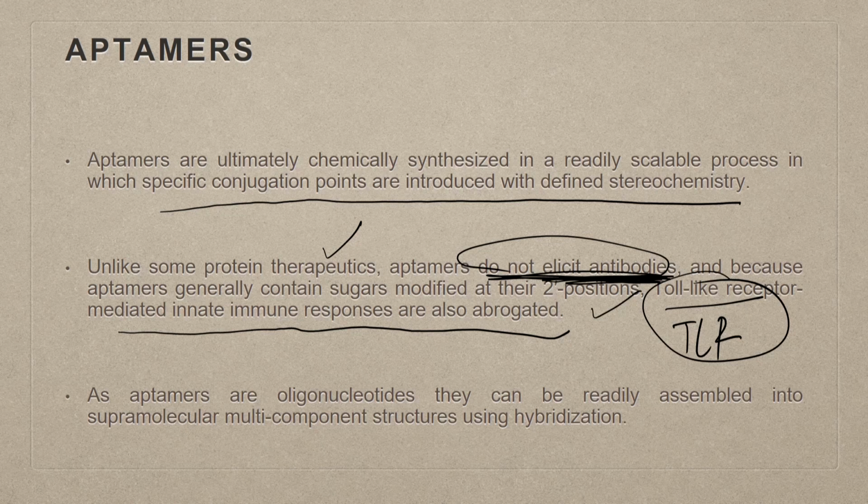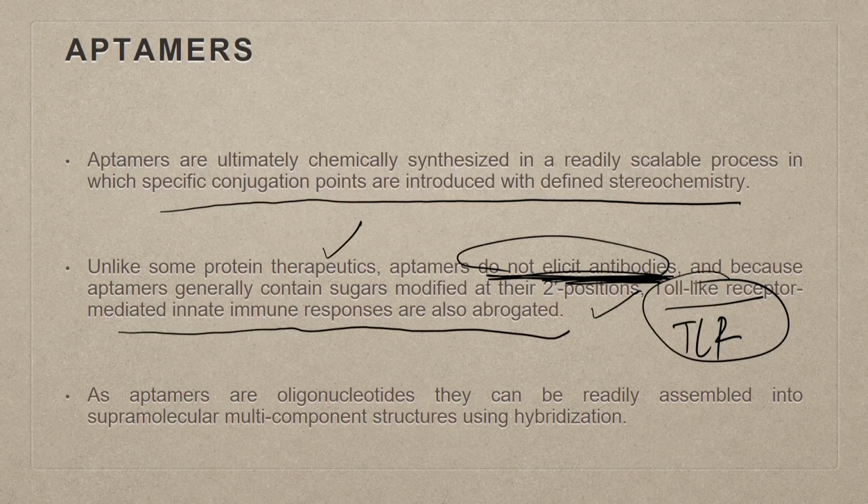Toll-like receptors are the ones which elicit a huge amount of innate immune response, but it has been seen that by modifying the sugar at the 2' position, toll-like receptor mediated innate immune responses are also abrogated. So you are giving the aptamers a free hand to act on the specific protein and abrogate its interaction with another protein. In a way, you are striking at their signaling platform, right?